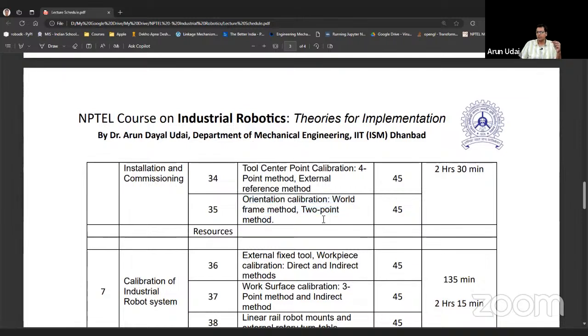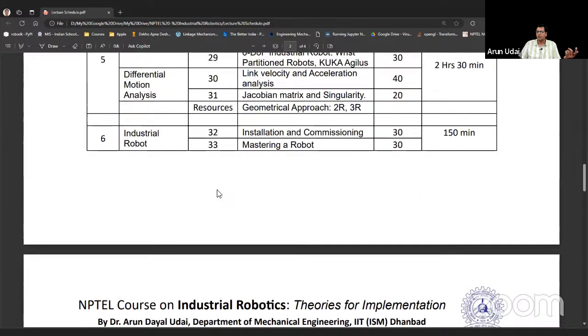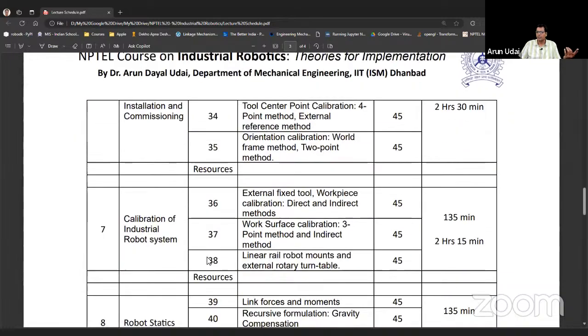So this was for them basically. And even for someone from industry, this would be new knowledge, because the mathematics of that is not well known to many of us. That is why this was there. Orientation calibration, the 2-point method, I have also covered. So this was something very new to you all. That is module 6, the 6th week that you have done.